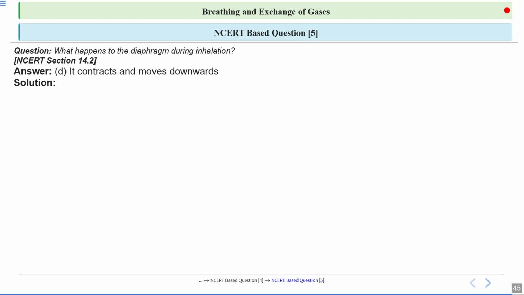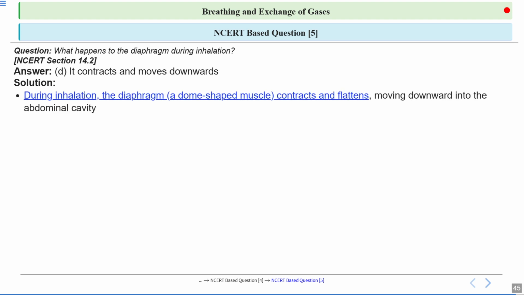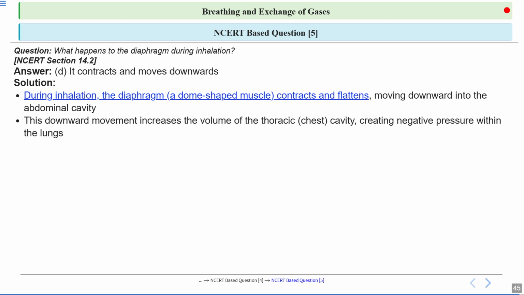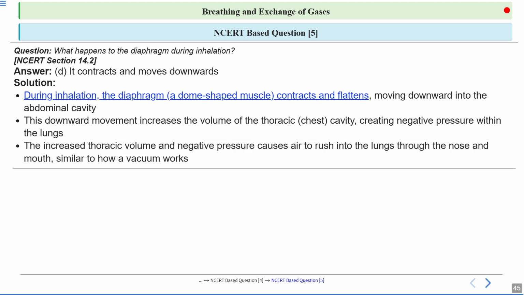Otherwise it is a dome shape. So during inhalation, the diaphragm, which is dome shaped, has its muscles contract and it flattens. It moves downward in the abdominal cavity. This downward movement increases the volume of the thoracic, that is the chest cavity, creating a negative pressure within the lungs region. So the increased thoracic volume and the negative pressure cause air to rush into the lungs through the nose and mouth, similar to how a vacuum works.